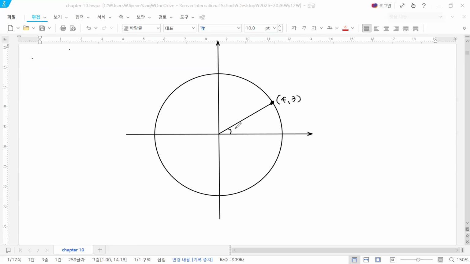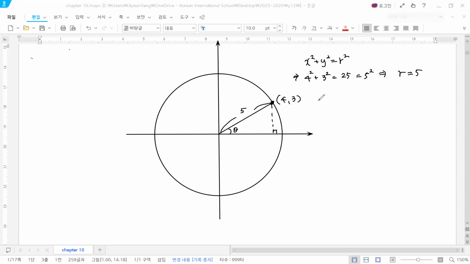Then you can define theta here, right? Okay. Then 4,3. Since the circle equation is x squared plus y squared equals r squared, you can find the value of r, right? So 4 squared plus 3 squared equals 25. It means 5 squared. So from here you can find the radius as 5.